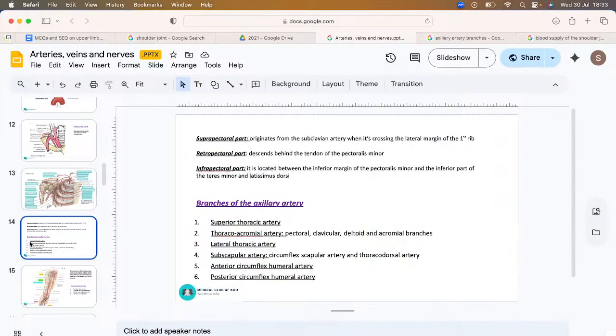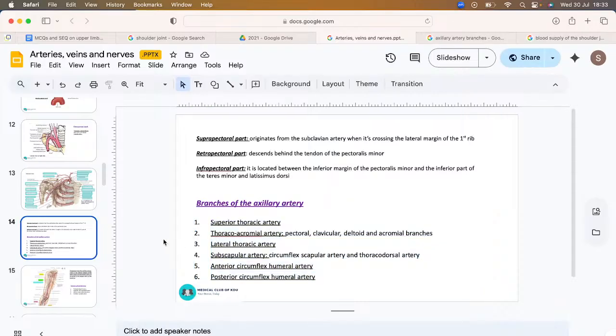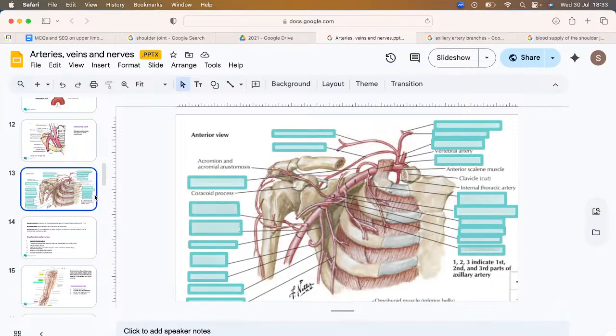Okay, right. So those are the parts. And then the branches of the axillary artery. So it has to be in this order. No other order will be accepted. This is the particular order you have to use. Superior thoracic artery, which comes from the first part. So here we have your superior thoracic artery.